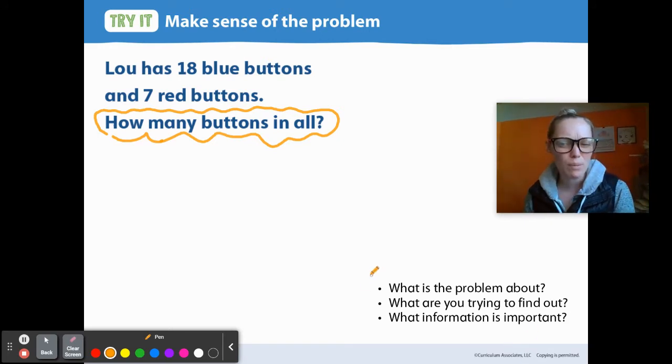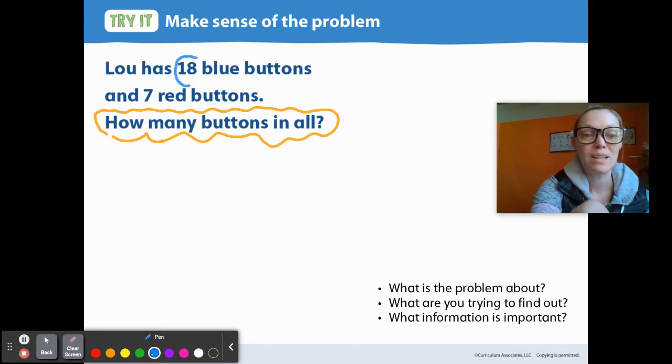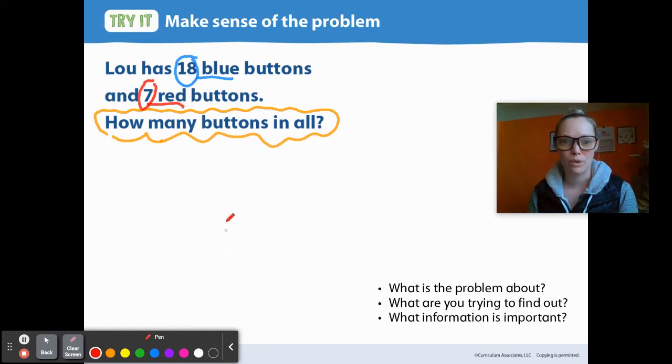This time, what information do we need to solve this problem? Lou has 18 blue buttons and 7 red buttons. What information is important? We need to know that he has 18 blue buttons and 7 red buttons. That's important in order to figure out how many buttons he has all together.